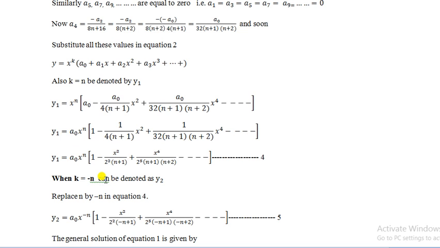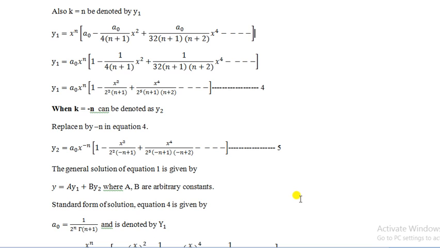So k equal to minus n is denoted as y2. In equation number 4, we replace n by minus n, which gives the fifth equation. So we only have to replace n by minus n in equation number 4. So it becomes a naught x raised to minus n, and in place of n plus 1, write here minus n plus 1, and minus n plus 2. So this is equation number 5.